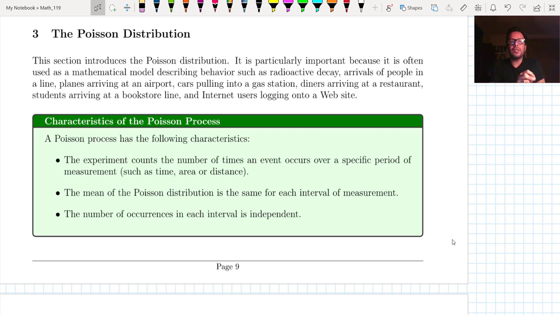All right, hello everyone. So this time we go over a new video, moving on through chapter 5, which is discrete probability distribution. So this time we cover the Poisson distribution.